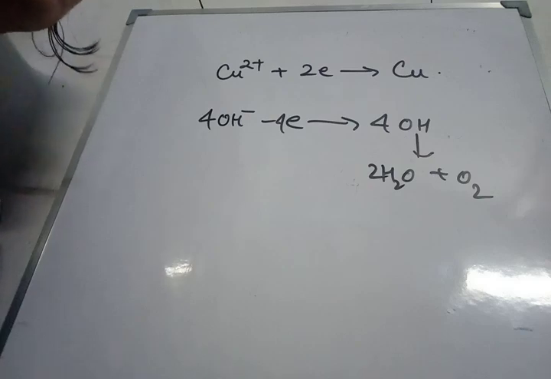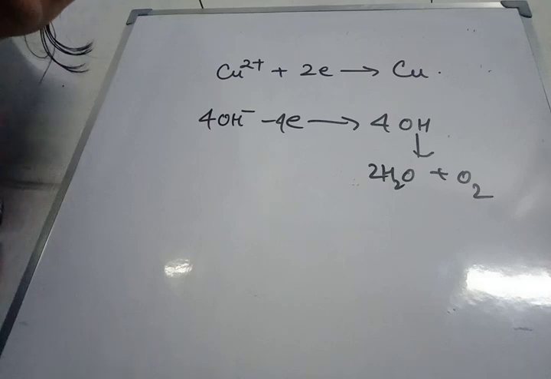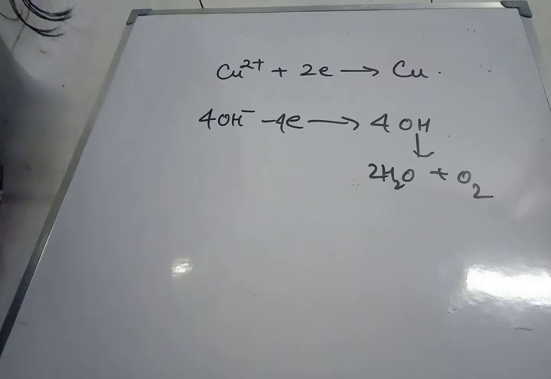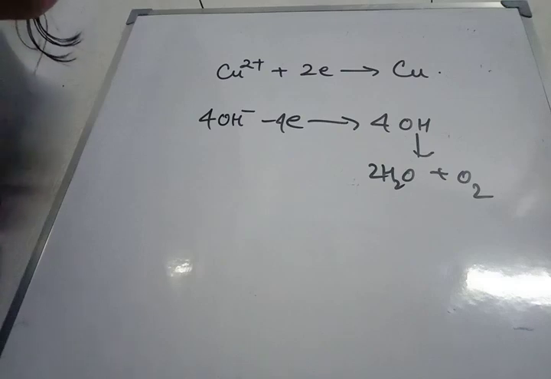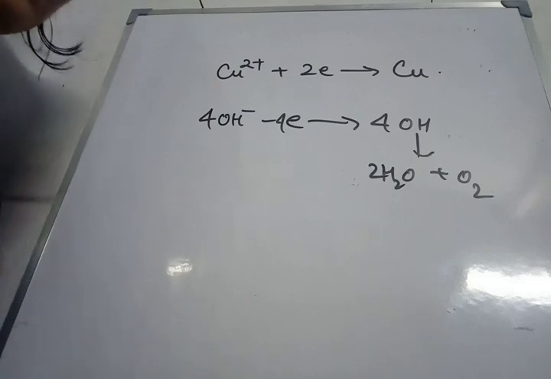Next, after complete deposition of the copper ions from the solution at the cathode, the electrolysis of acidified water starts, and during that time we get hydrogen gas at the cathode and oxygen gas at the anode. Next, in this particular reaction, the ions of sulfuric acid do not take part. So at the end of the reaction, its mass and concentration remain unchanged.